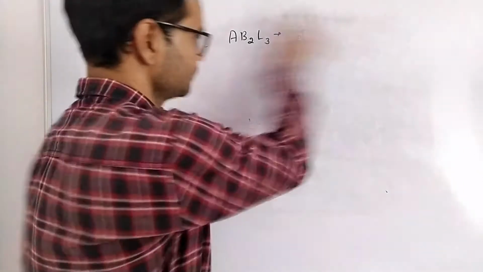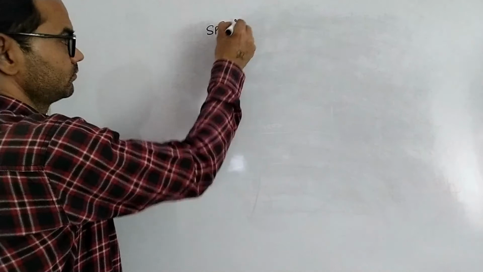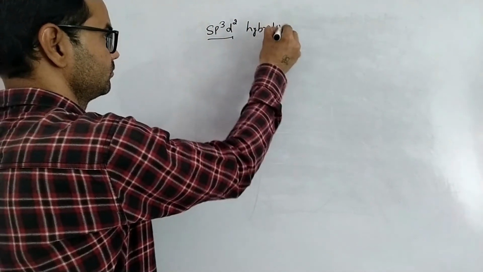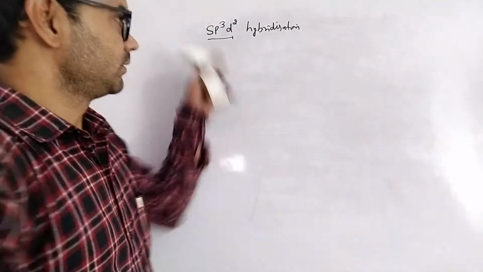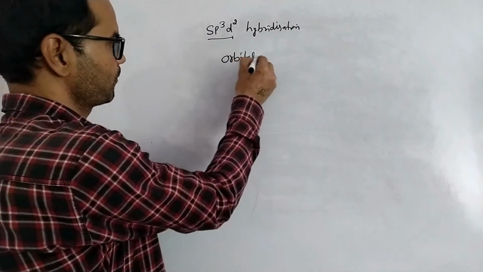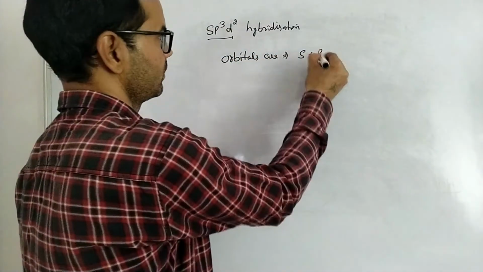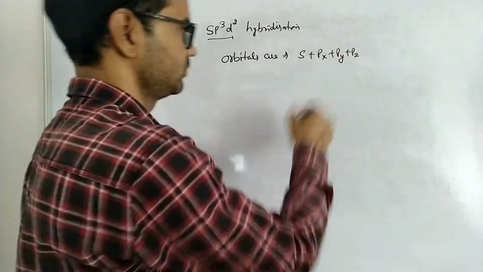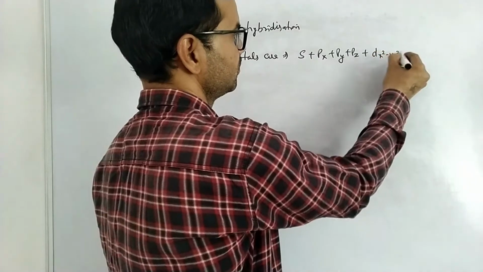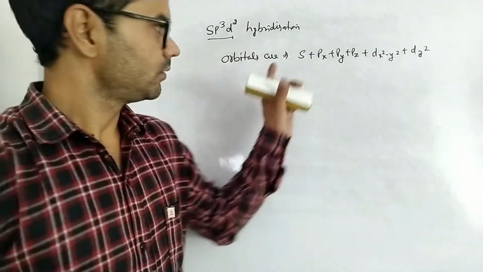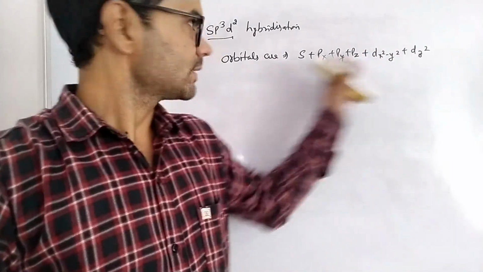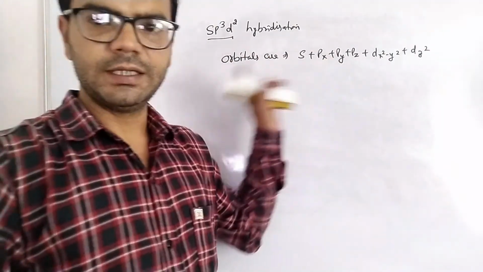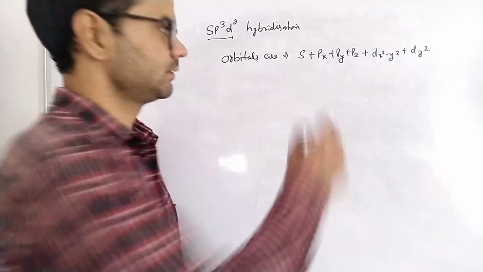Next is sp3d2 hybridization. Orbitals: 1 orbital of s, 3 orbitals of p and 2 orbitals of d. Total 6 hybrid orbitals are formed by the intermixing of these 6 pure orbitals.